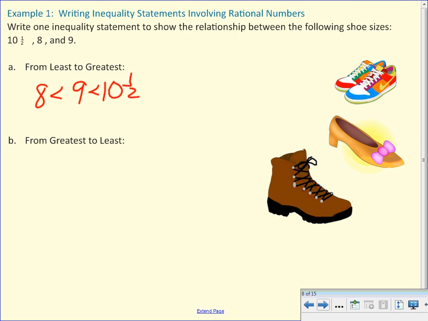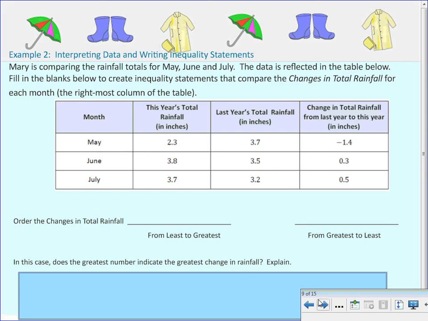Now let's write it again from greatest to least. 10.5 is greater than 9, greater than 8. Any questions on this one? No? Nothing? Let's take a look at this table.